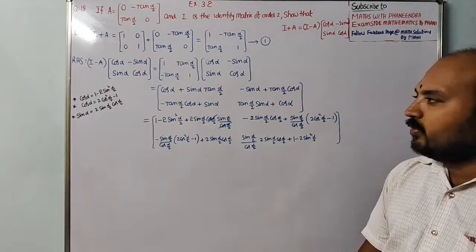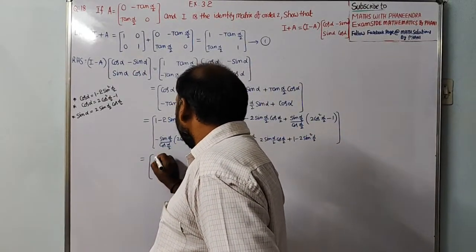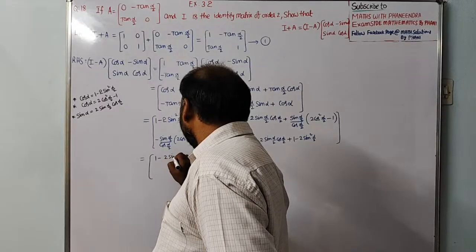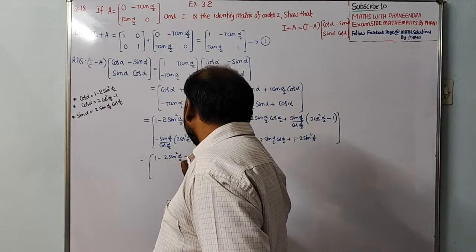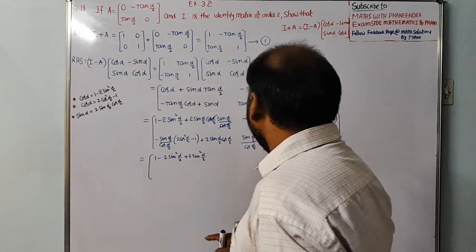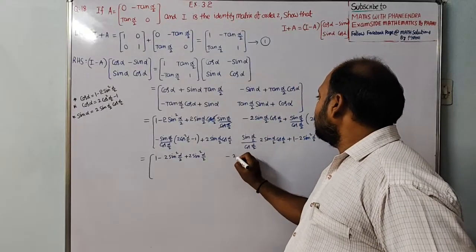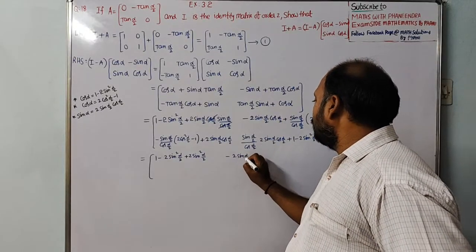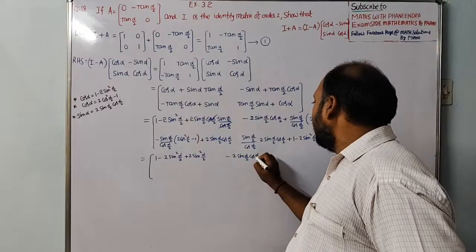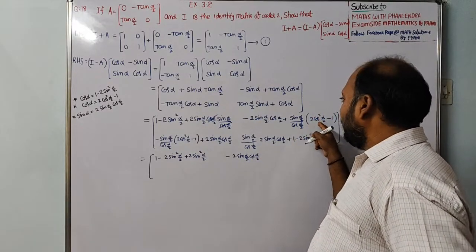Okay, now we will simplify: 1 minus 2 sin square alpha by 2 plus 2 sin square alpha by 2. Later we will simplify here also: minus 2 sin alpha by 2 into cos alpha by 2. Here one cos alpha by 2 gets cancelled.